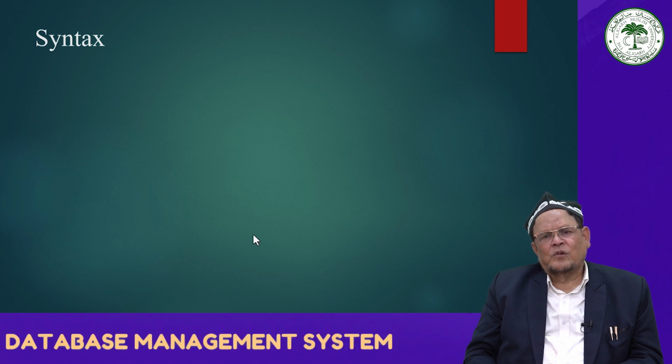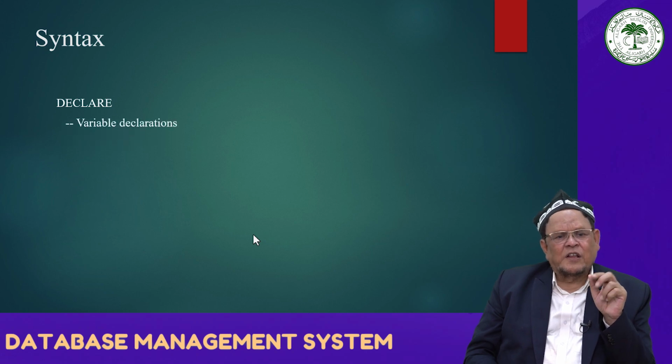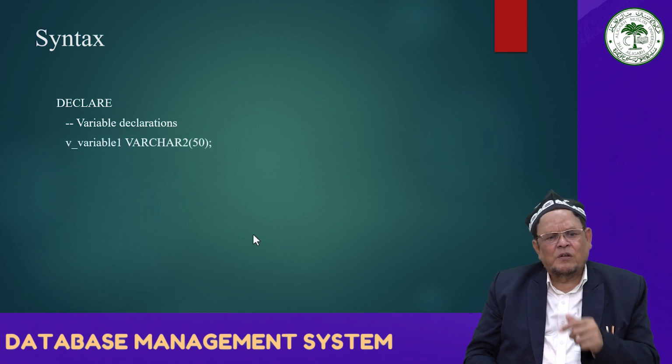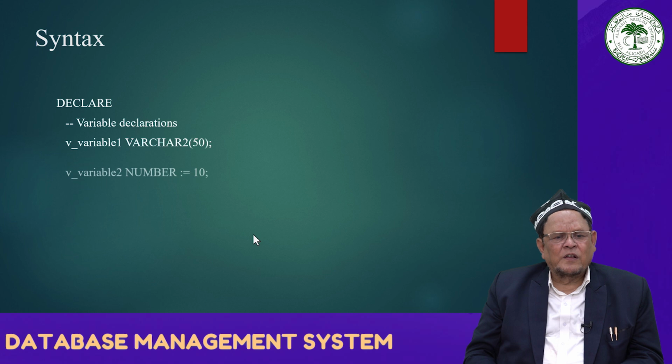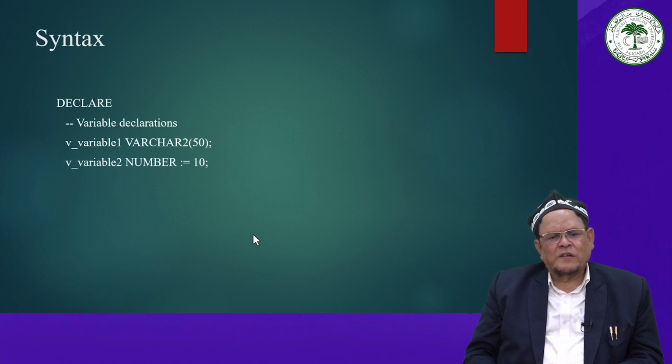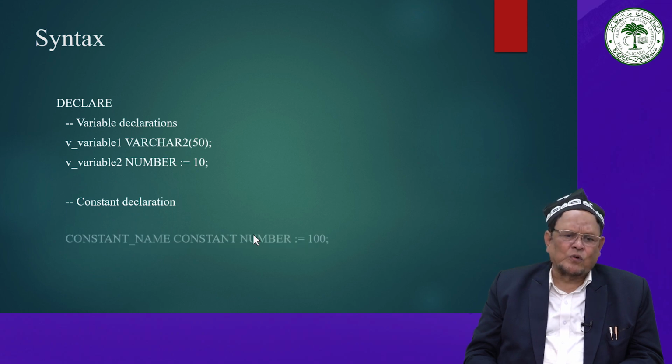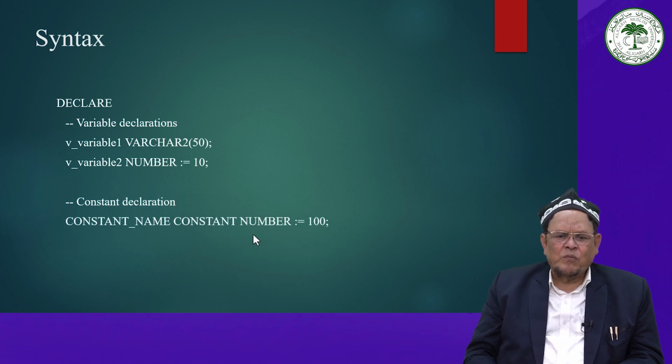Coming to the syntax. First of all, you have to write declare. Then you have to define the variables. The comment you can see on the screen is variable declaration. Then v_variable1 varchar 250. Then v_variable2 number := 10. Then you can define the constant also: constant name, constant number := 100.